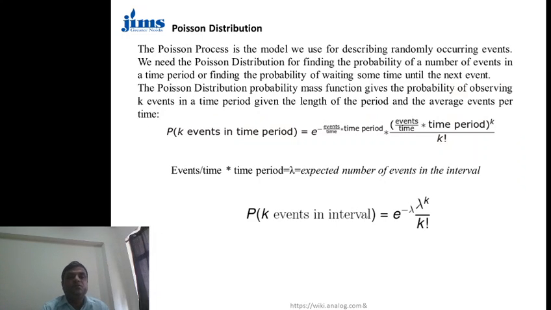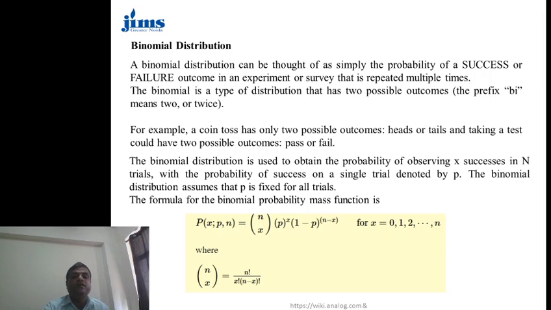The Poisson process is the model we use for describing randomly occurring events. We need the Poisson distribution function for finding the probability of a number of events in a time period. So for the Poisson distribution we write e to the power of events per unit time times the time period. This events per unit time is represented by lambda, so the Poisson distribution is represented as e to the power minus lambda, lambda to the power k upon k factorial, assuming k events in an interval. That is called the Poisson distribution. Similarly, there is the binomial distribution.